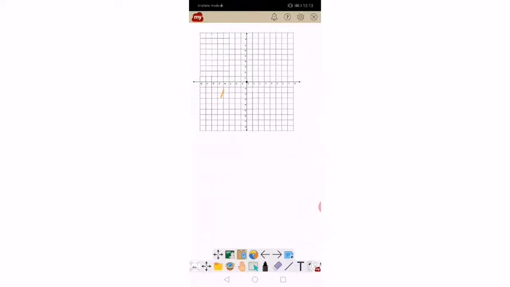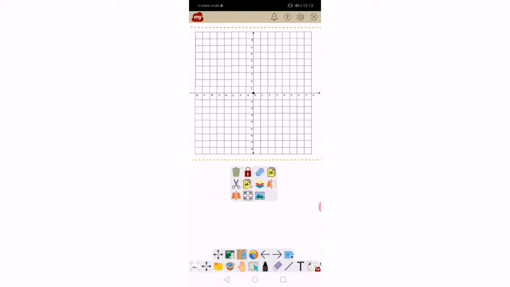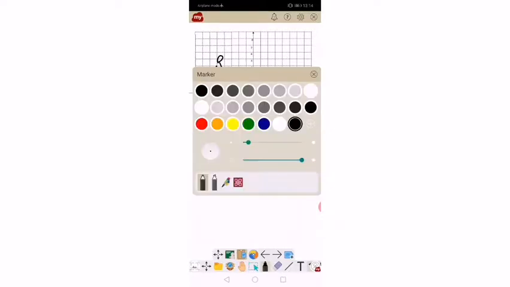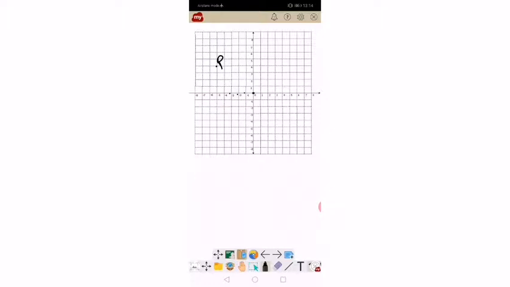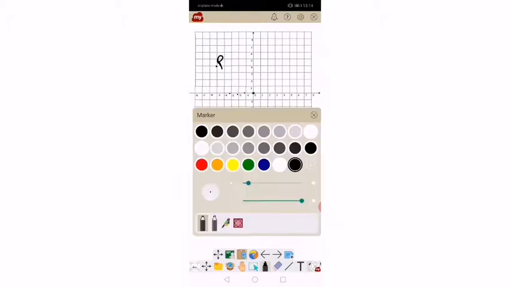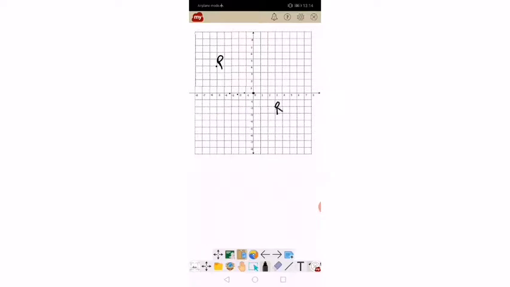Okay, so if you see my Cartesian plane, the position of point P is negative 5, 4. 1, 2, 3, 4, 5. Negative 5, I mean. So here's the position of P. And then let's find R. R is at 3, negative 2. So 1, 2, 3 and then negative 2. Here's the position of R.